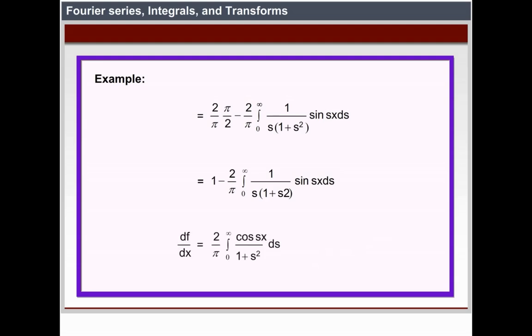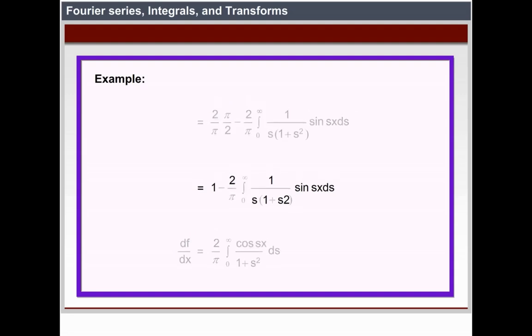df by dx equal to 2 by pi integral 0 to infinity cos sx by (1 plus s square) into ds.